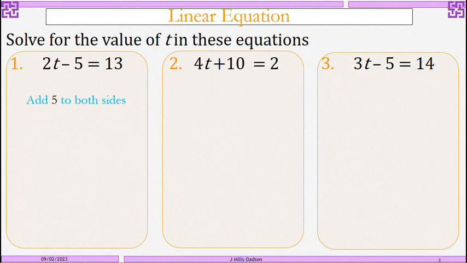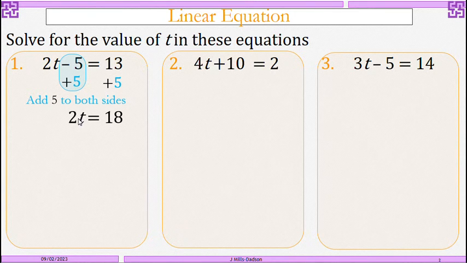First, add 5 to both sides because with the balancing method, you are reversing it. So to get rid of negative 5 is to add 5 to both sides. And when you do that, negative 5 plus 5 becomes 0. So on the left-hand side, you have only 2t. 13 plus 5 is 18.